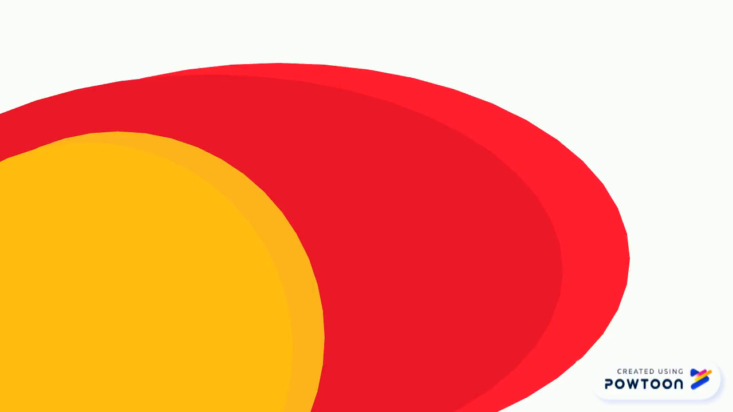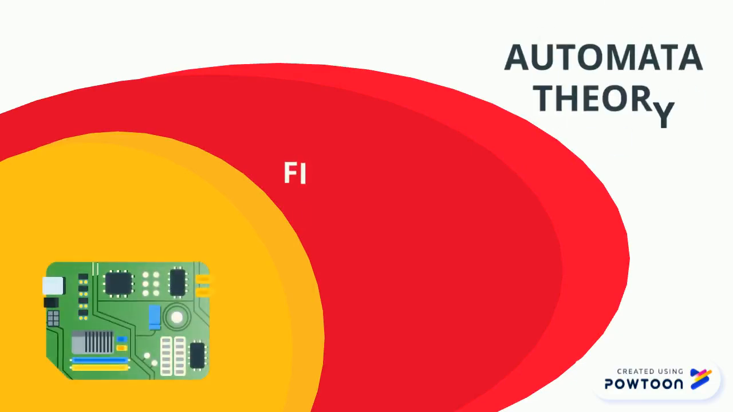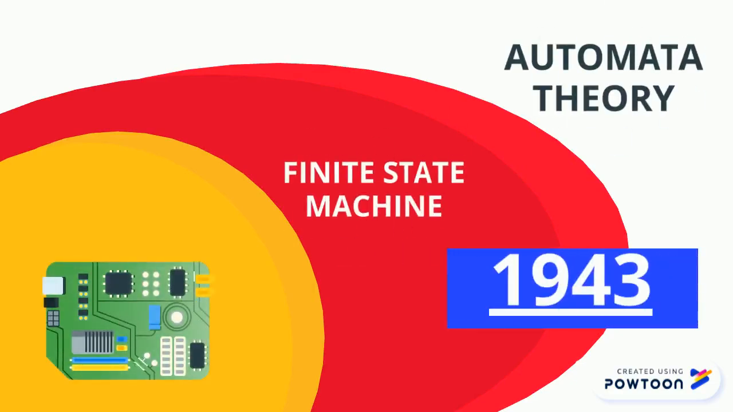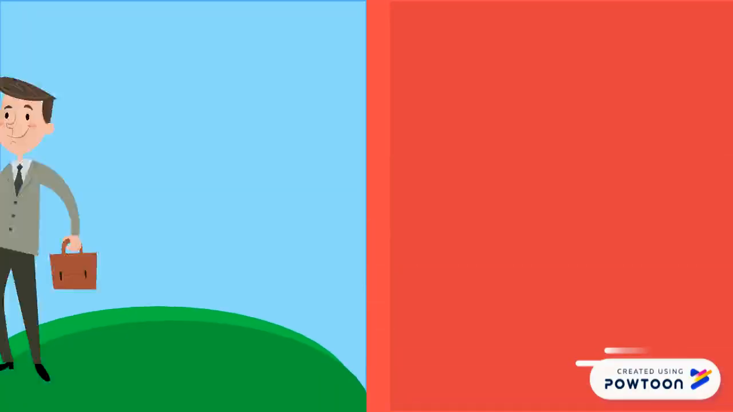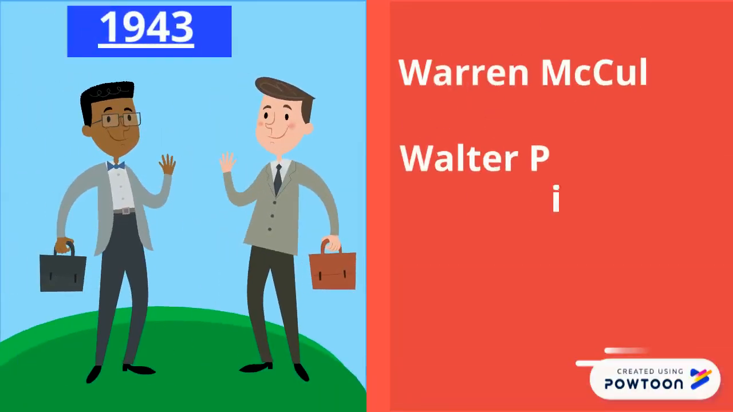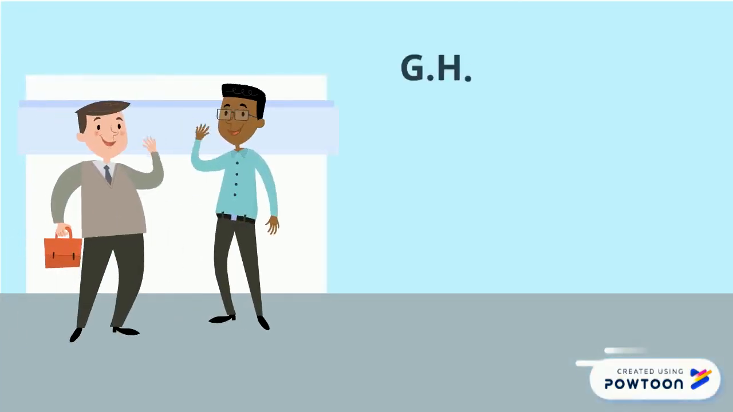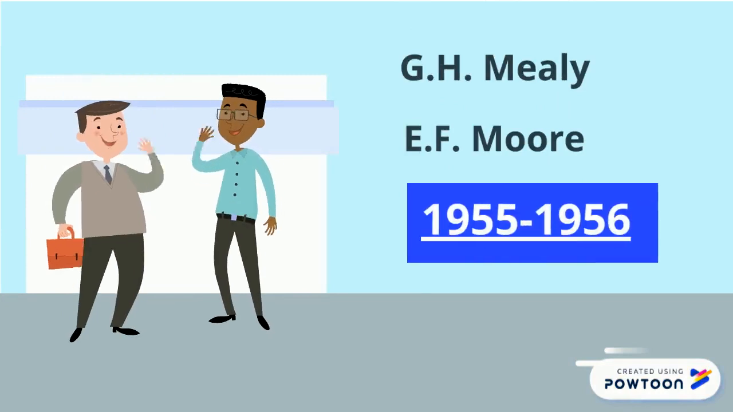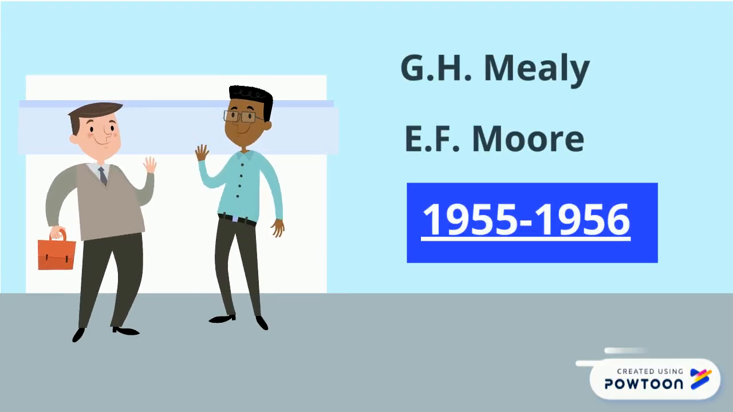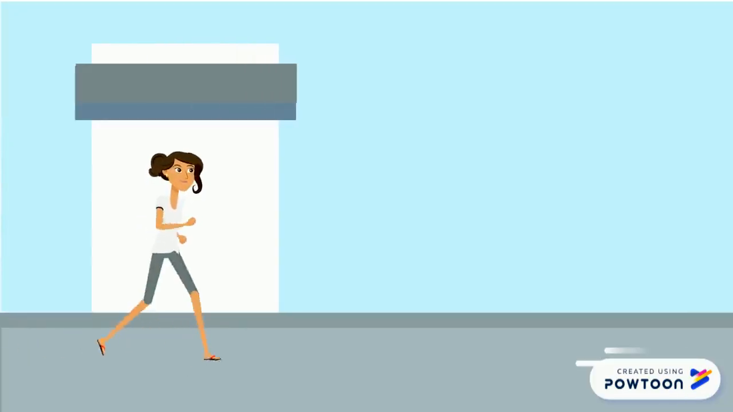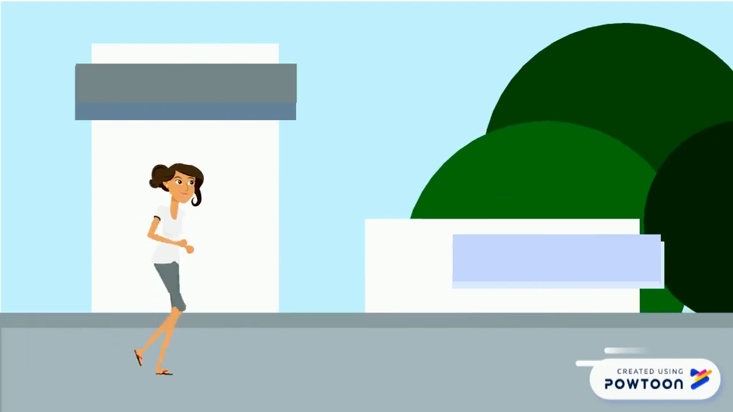The finite state machine is part of the automata theories, where it was first described in 1943 by neurophysiologist Warren McCulloch and logician Walter Pitts. The study was done to model the thought process of humans and computers. Later on, this theory was further researched by computer scientists G.H. Mealy and E.F. Moore between 1955 to 1956, and we still use it to this very day. Finite state machines are used throughout our daily life, both in software and hardware.